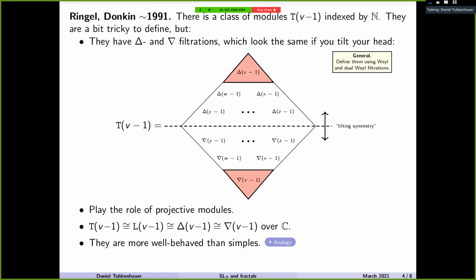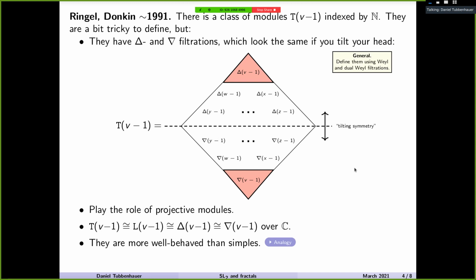Anyway, so tilting modules, that's how you should think about them. They play a replacement of projective modules for those reductive groups, here for SL2, for example. And the name comes from the fact that they really have this diamond-like shape. So they always have a delta of the corresponding dimension or highest weight sitting at the top, and they always have a nabla of the corresponding dimension or highest weight sitting at the bottom, and some multiplicities we would like to compute. So here, some other deltas, some other nablas.